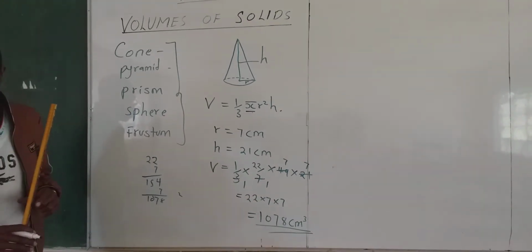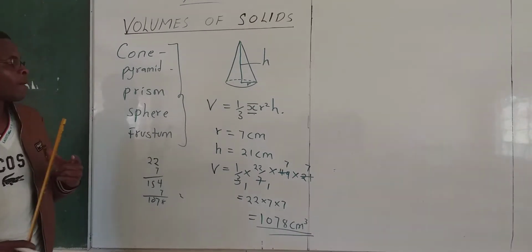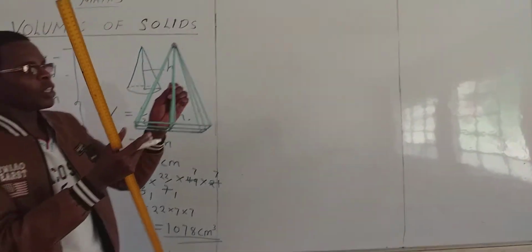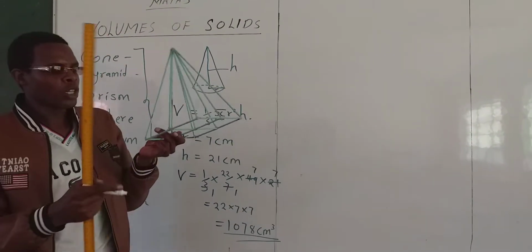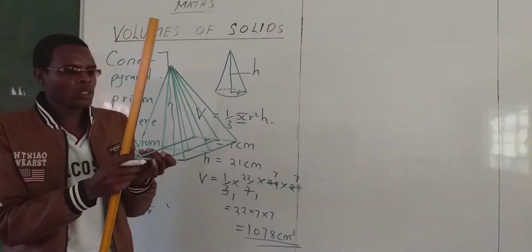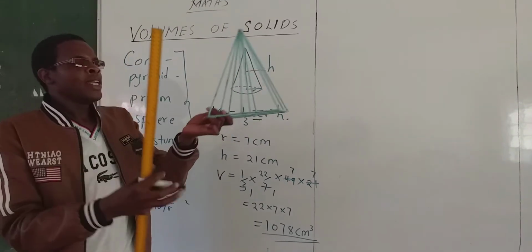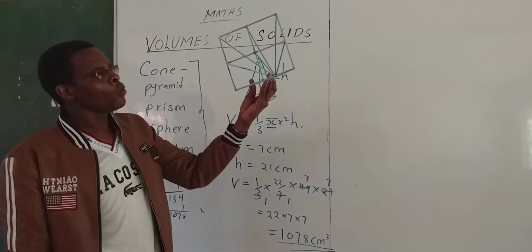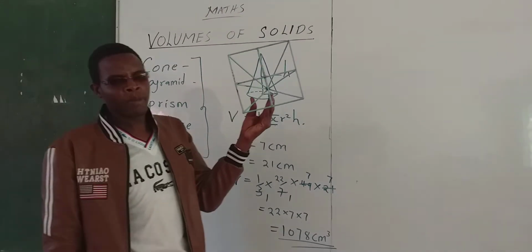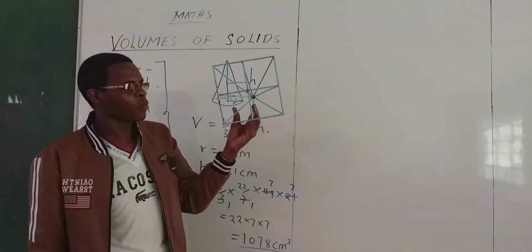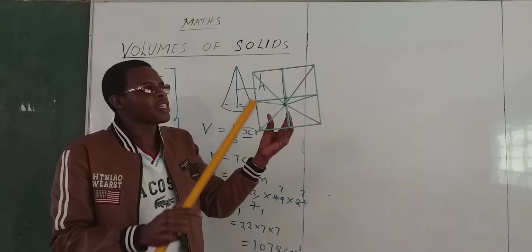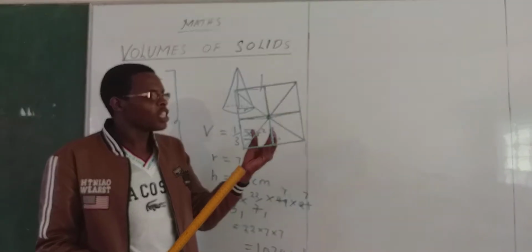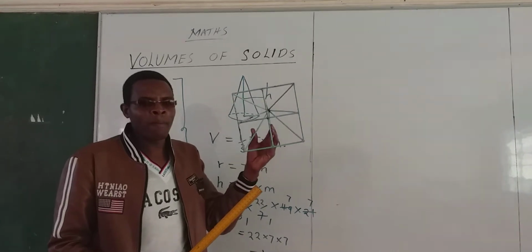Now, I want us to look at the next figure, which is the pyramid. This is the pyramid I'm talking about. If you look at the base of this pyramid, this base is in the form of a square. Therefore, this pyramid is called a square-based pyramid.